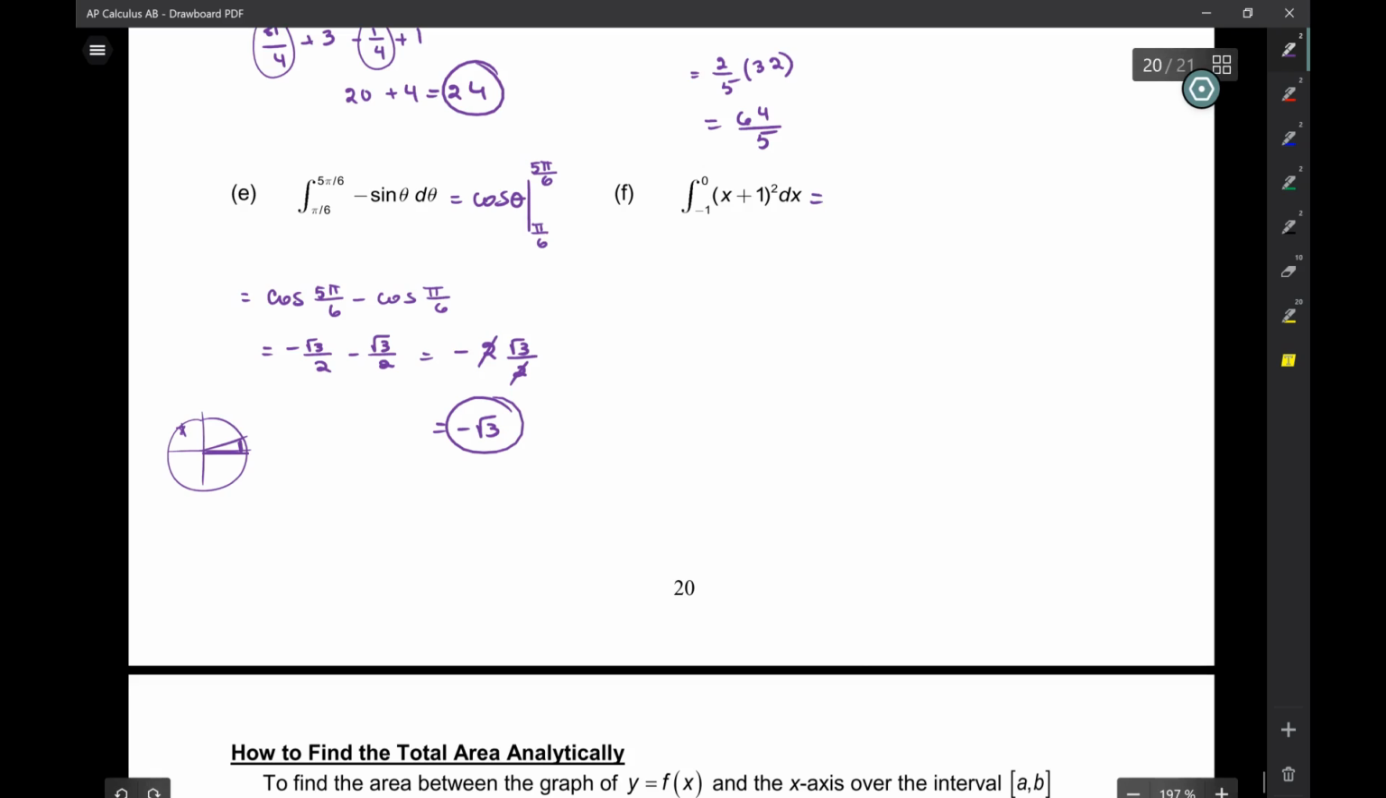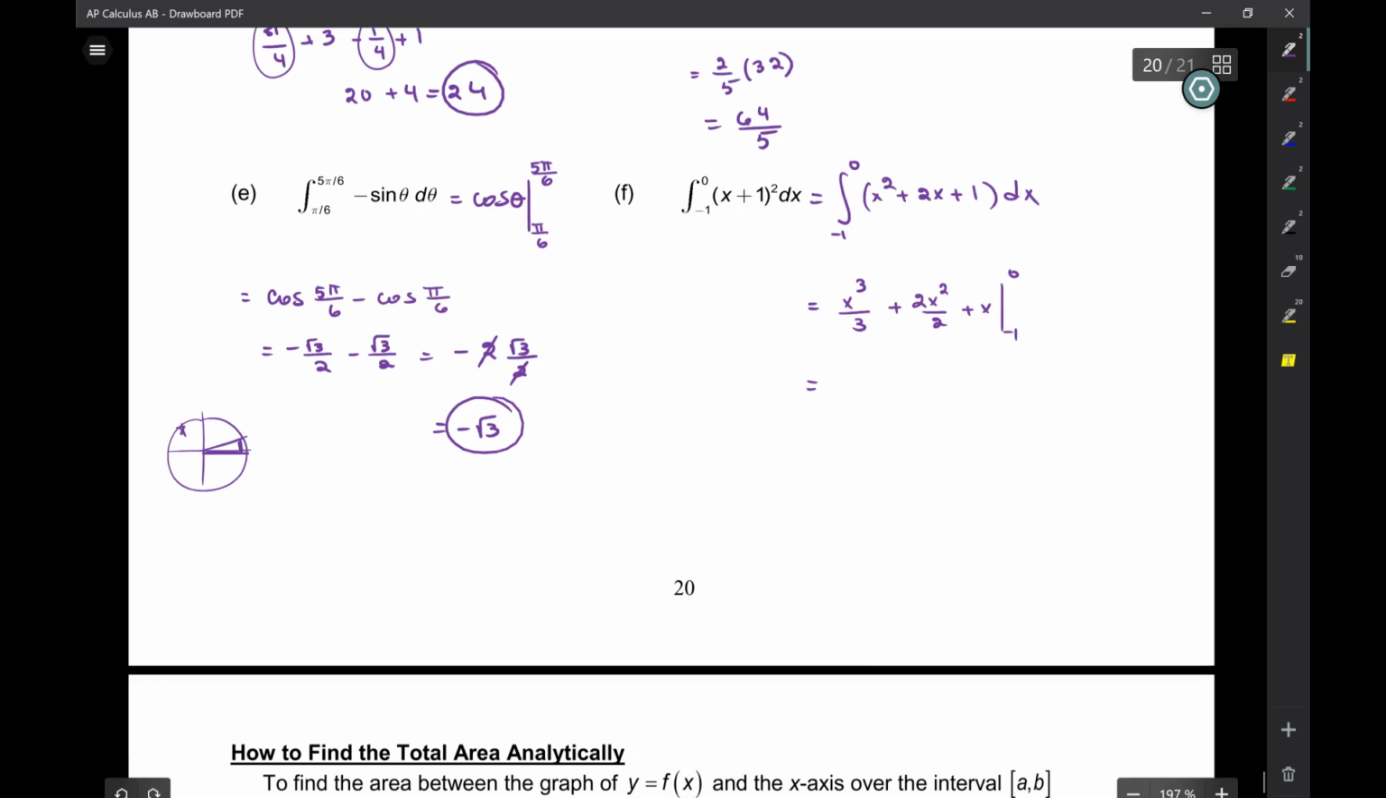Okay, this one, what do you do first? You distribute first, because otherwise, you would have to do it in a method that we haven't learned yet. So we're going to distribute negative 1 to 0, x squared plus 2x plus 1 dx. Now integrating is super easy and fun. X cubed over 3 plus 2x squared over 2 plus x from negative 1 to 0.